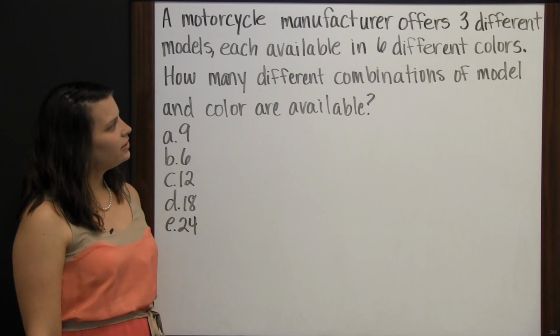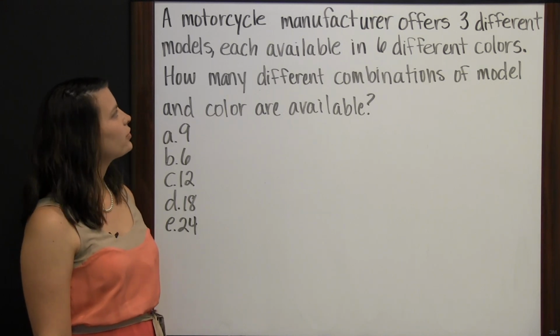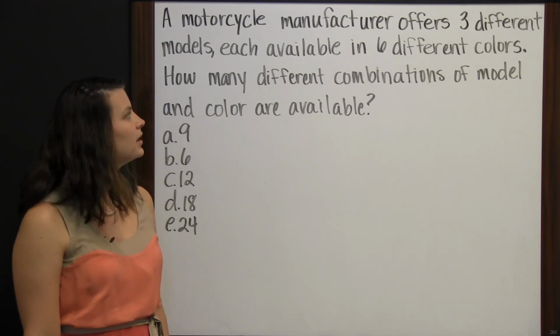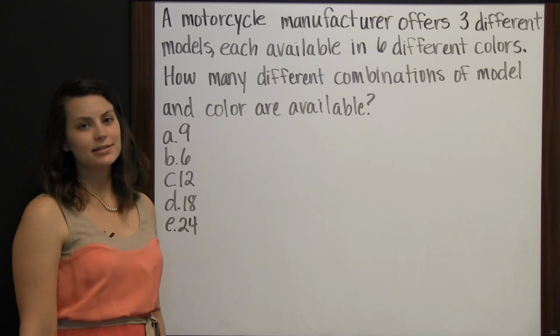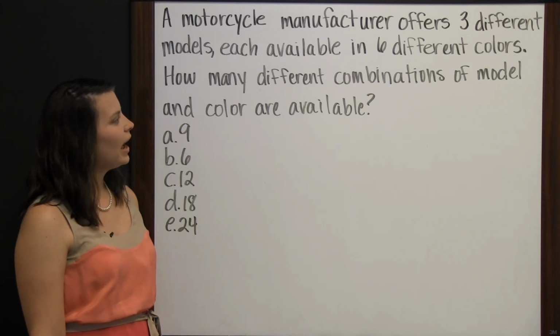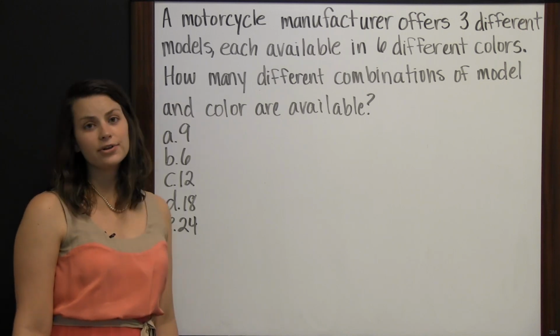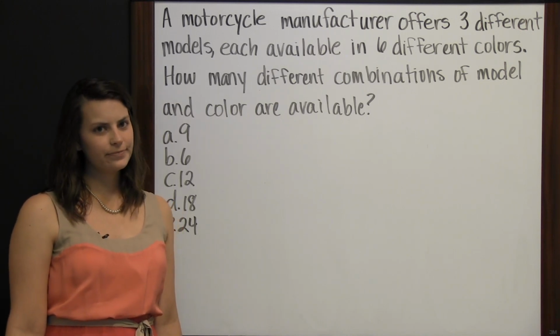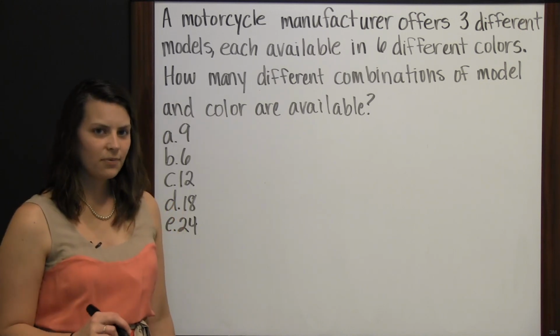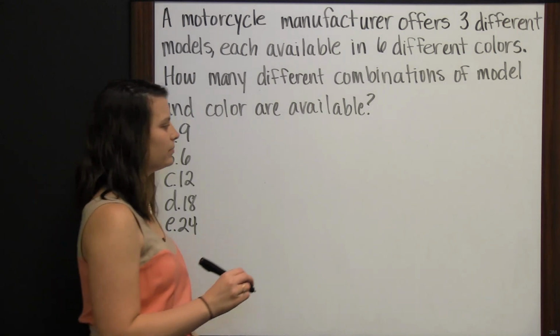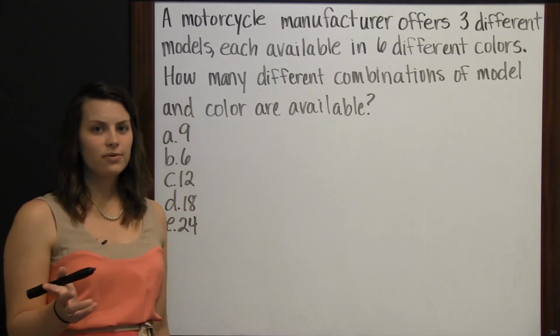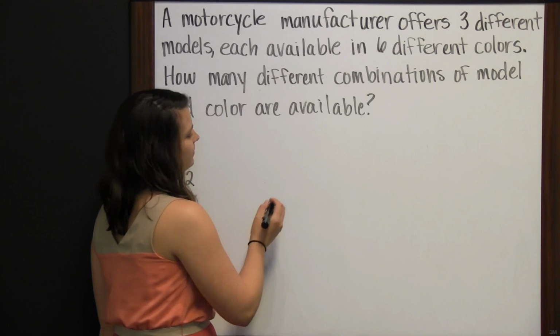A motorcycle manufacturer offers 3 different models, each available in 6 different colors. How many different combinations of model and color are available? There are a couple of different ways we could figure out this problem. First, I'm going to show you a visual representation.